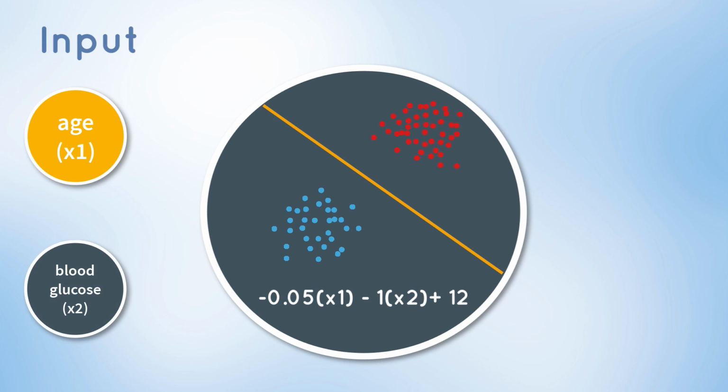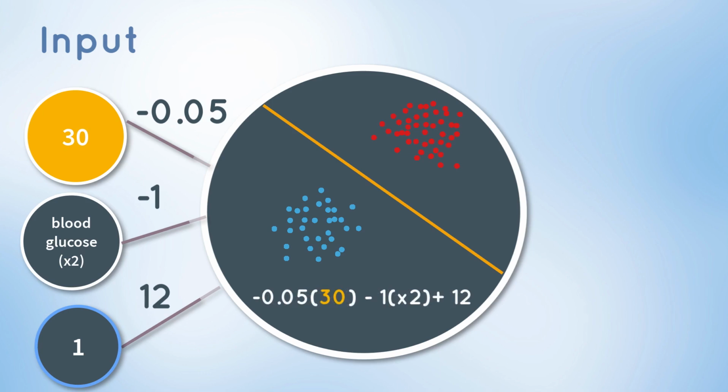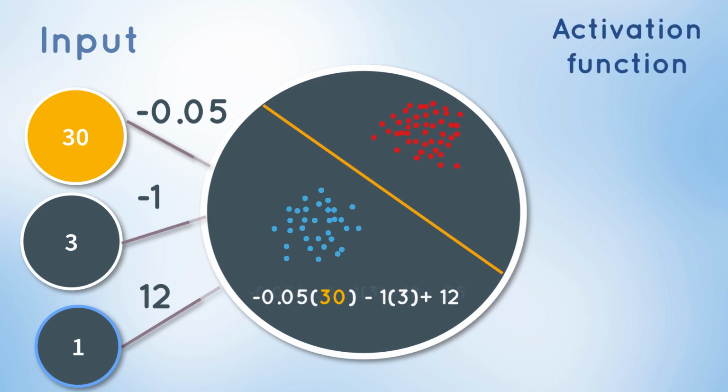Based on the model's linear equation, x1 is multiplied by a weight 1, x2 is multiplied by a weight 2, and the number 1 is multiplied by a bias value of 12. Alright, now suppose we wanted to test a patient with an age of 30, x1 equaling 30, and blood sugar levels of 3 millimoles per liter, such that x2 is equal to 3. Each input is multiplied by its respective weight, and by taking the linear combination, it yields the following value.